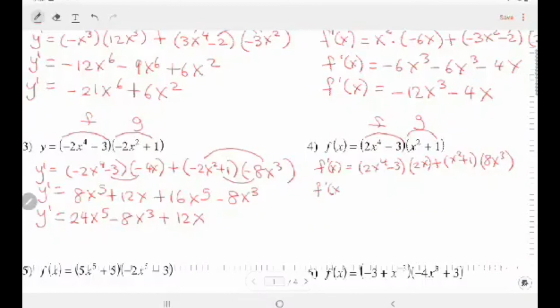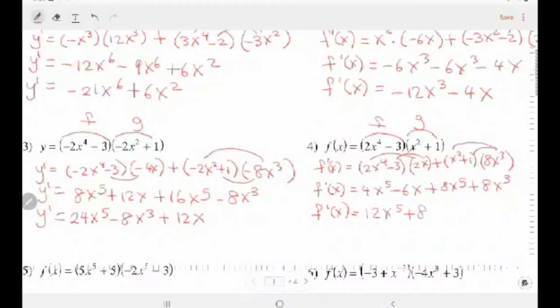Distributing, you would get 4x to the fifth minus 6x plus 8x to the fifth plus 8x cubed. Add like terms, you would get 12x to the fifth plus 8x cubed minus 6x. You always rearrange in descending order.